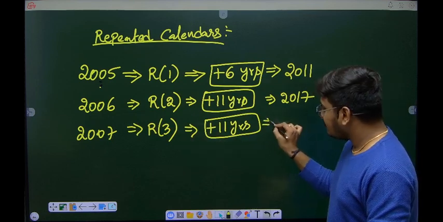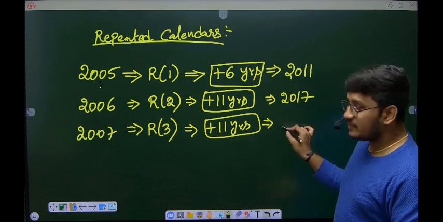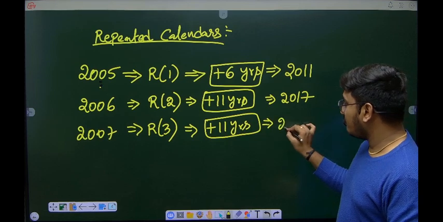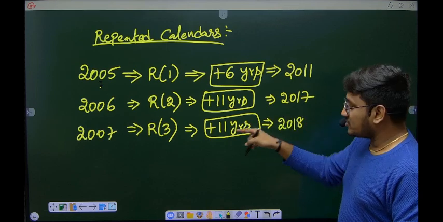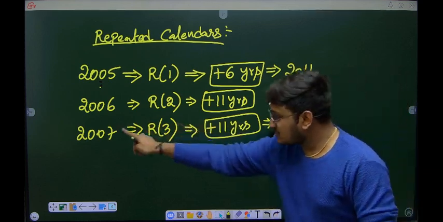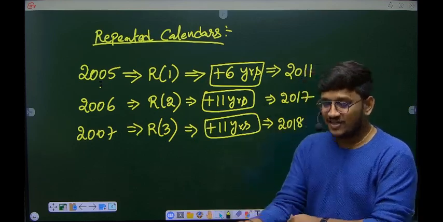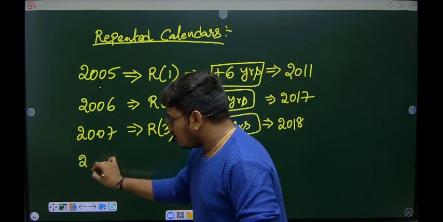So the 2007 calendar will be repeated after 11 years. 2007 plus 11 means 2018. So the 2007 calendar and the 2018 calendar are both the same. If you want, you can cross check it. Now the last value, 2008.